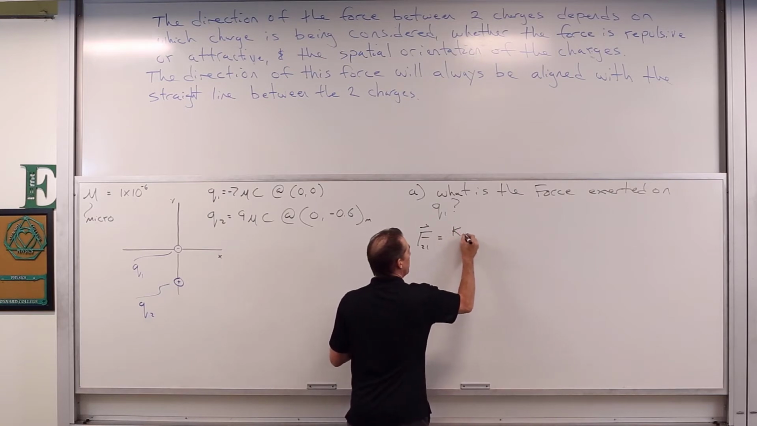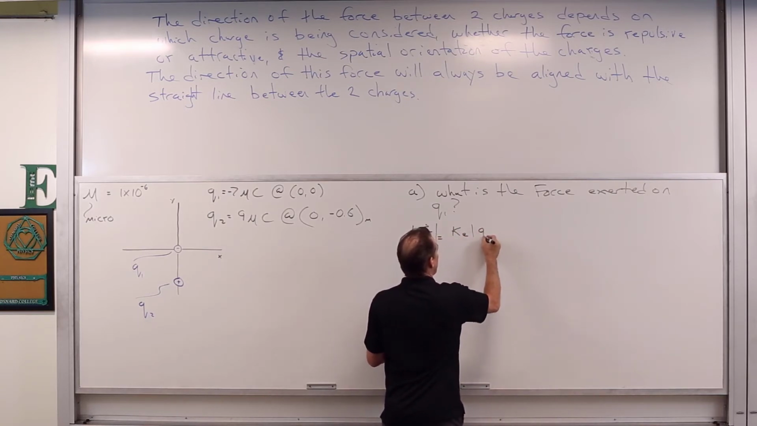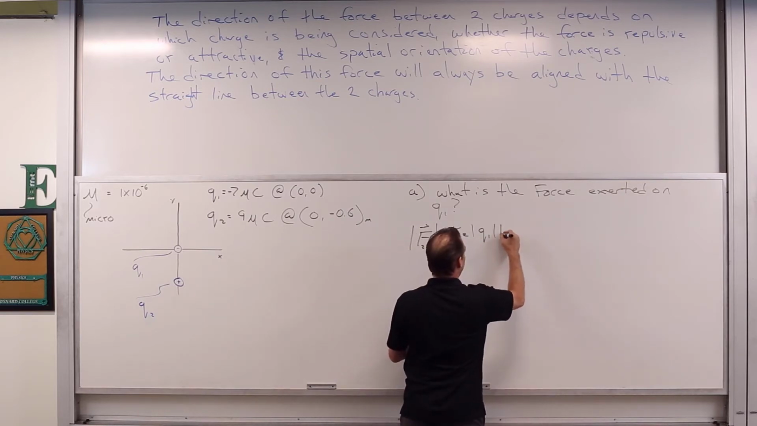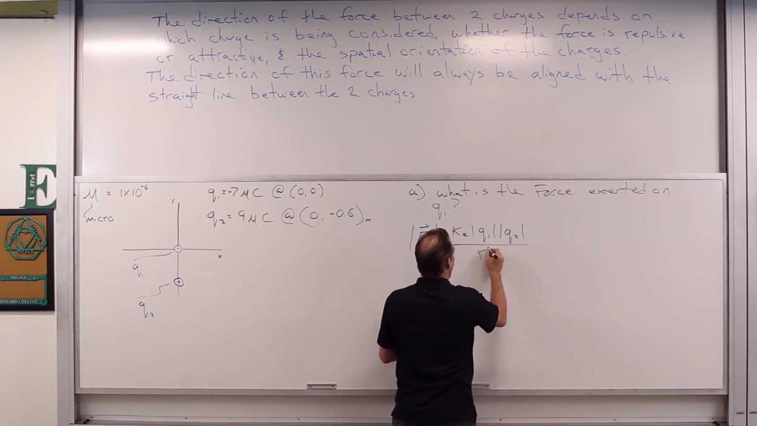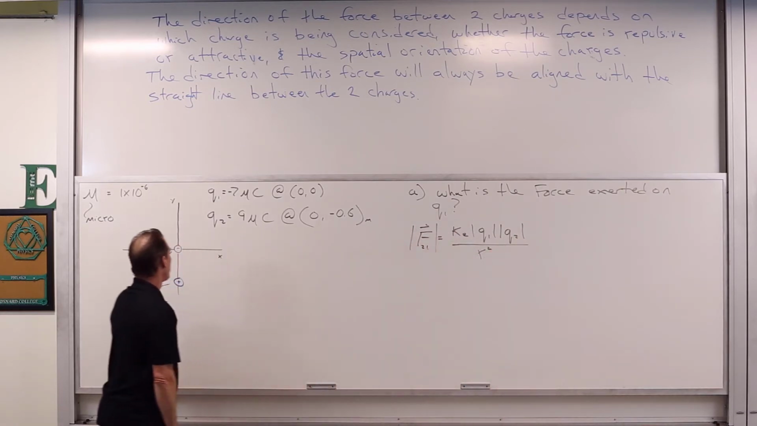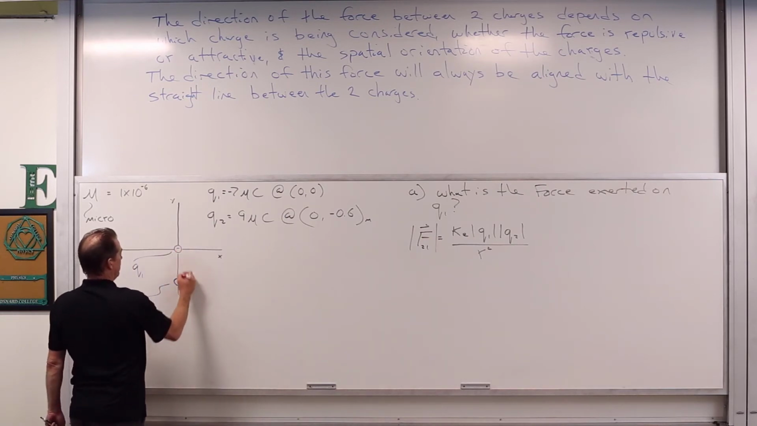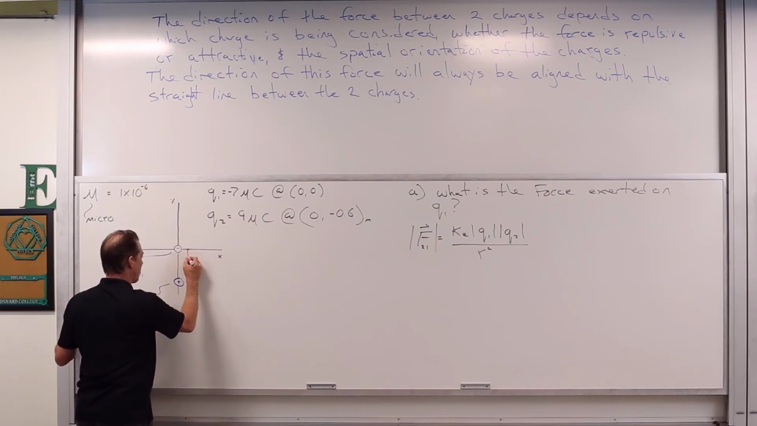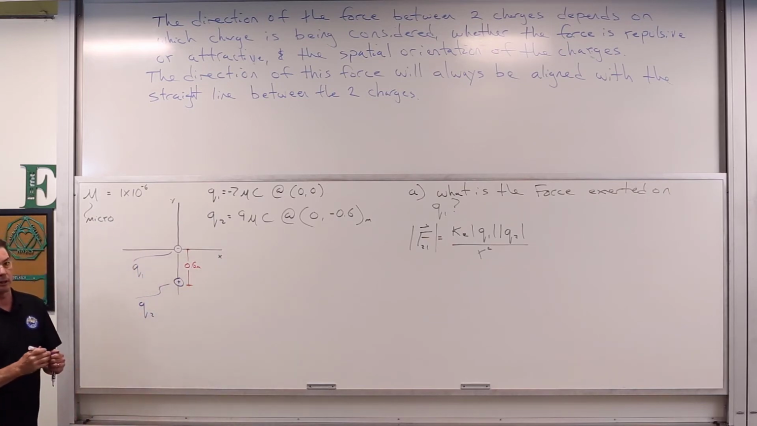is going to be equal to K sub E. Again, this is absolute value. K sub E times the absolute value of Q1 times Q2 divided by R squared. Well, what's R going to be? R is just going to be the difference in the y components there. R is always a positive quantity because it's a distance. 0.6 meters would be that distance between those two charges.